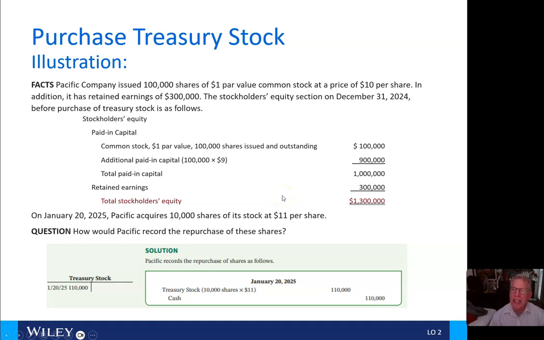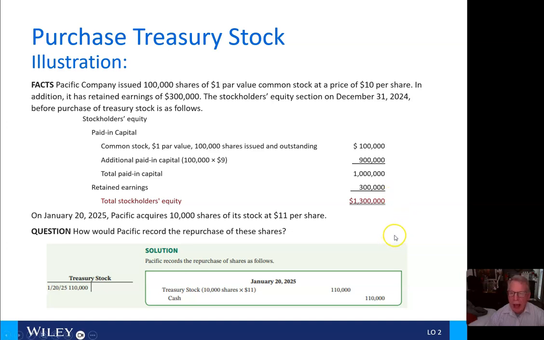The Pacific Company issued 100,000 shares of $1 par value common stock at a price of $10 per share. In addition, it has retained earnings of $300,000, and we put that into the stockholders' equity section of the balance sheet as follows here, and away we go.